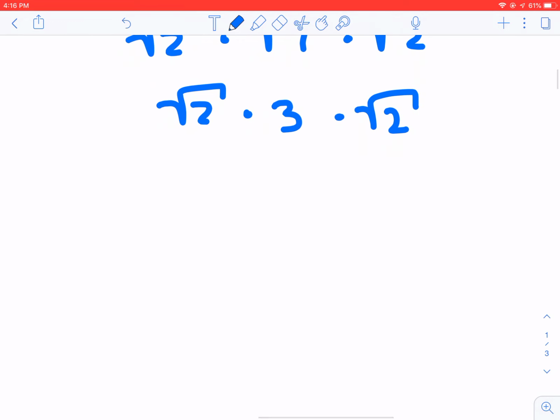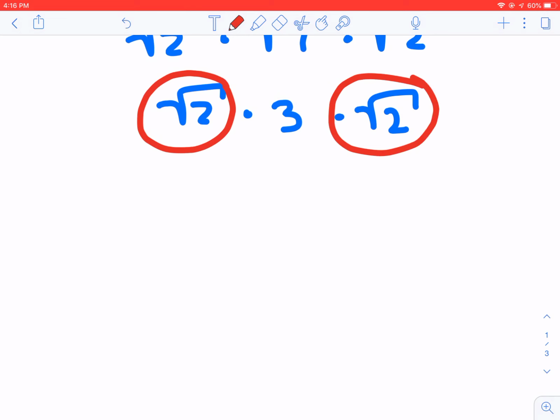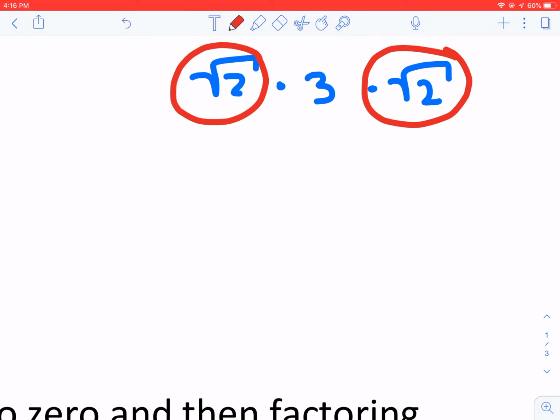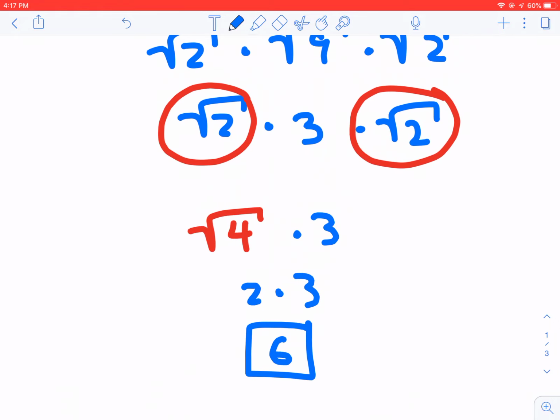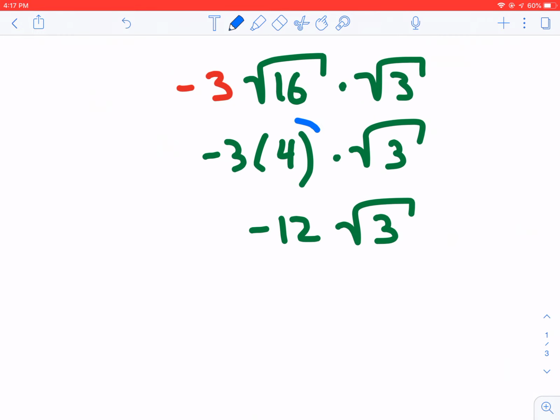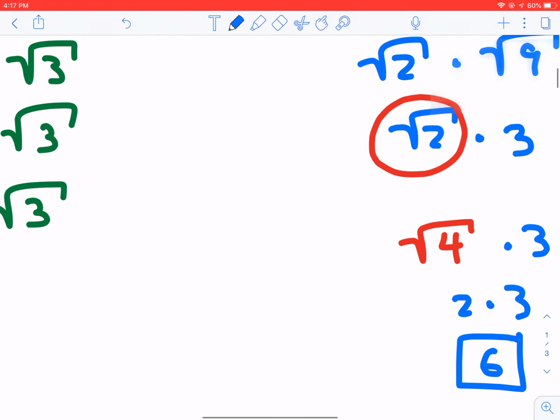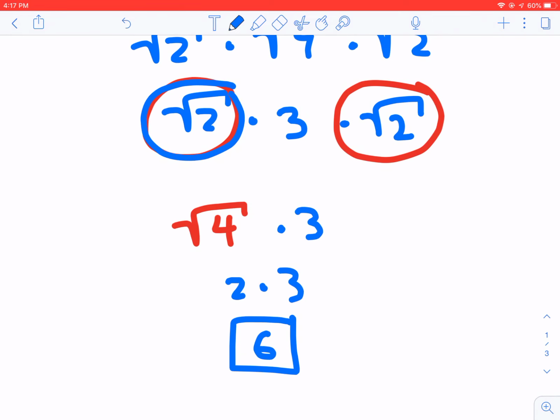And I'm multiplying all 3 things together, so why don't I multiply square root of 2 and square root of 2 together first? Do you guys know what square root of 2 times square root of 2 is? That is going to be the square root of 4 times 3. And the square root of 2 times square root of 2 is 2. And that's 2 times 3, and that's 6. So just like we're allowed to multiply numbers outside square roots together, we can multiply numbers underneath square roots together.